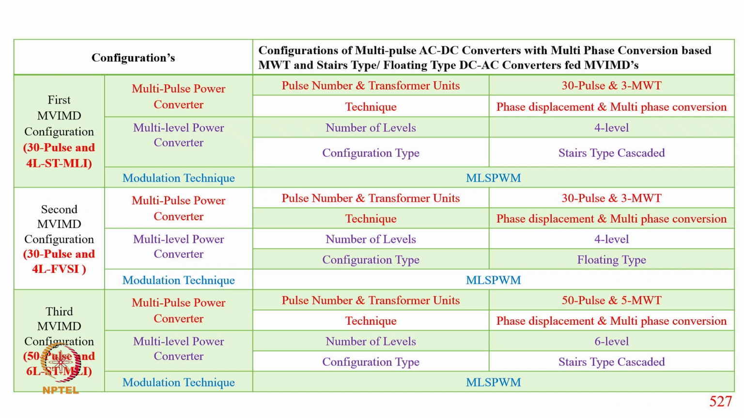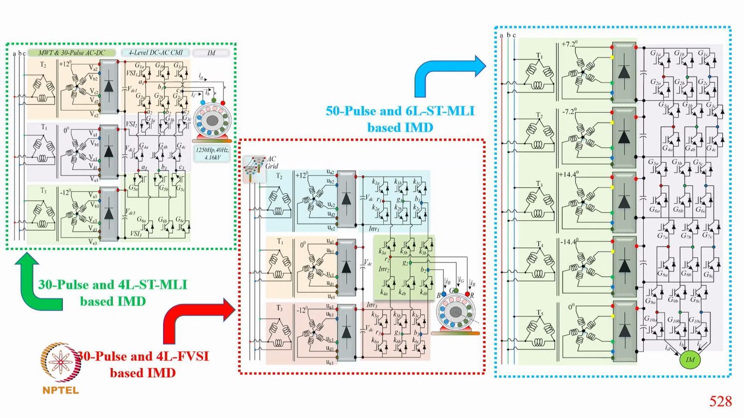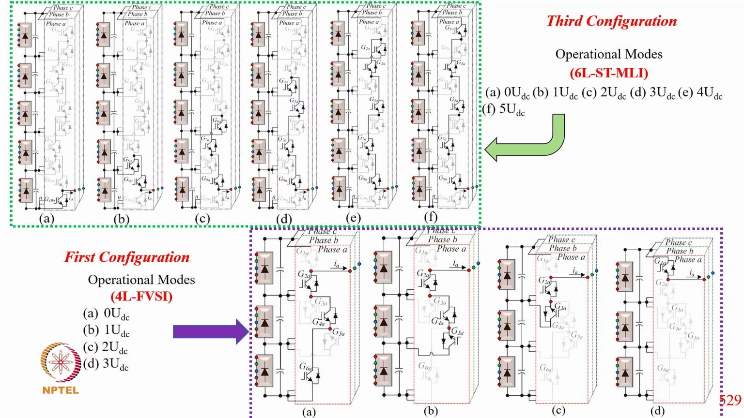Now coming to the multi-pulse AC/DC converter with multi-phase conversion based multi-winding transformer and step type floating DC/AC converter with a medium voltage induction motor drive. So here it is a 36 pulse, 30 pulse, and 30 with the 4 level and 6 level, and 50 pulse with the 6 level converter. And this is the design of a 30 pulse AC/DC converter with the 4 level inverter, and 50 pulse with the 6 level multi-level inverter. And this is the case of the third configuration 6 level, and first configuration 4 level multi switch modulation with 0 output voltage, pole voltage, VDC, then 2 VDC, 3 VDC.